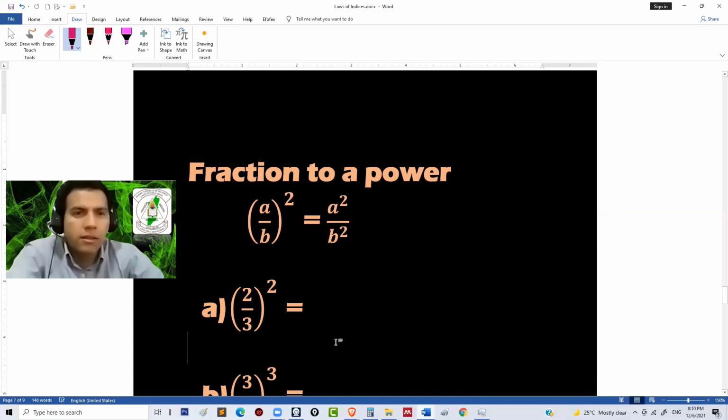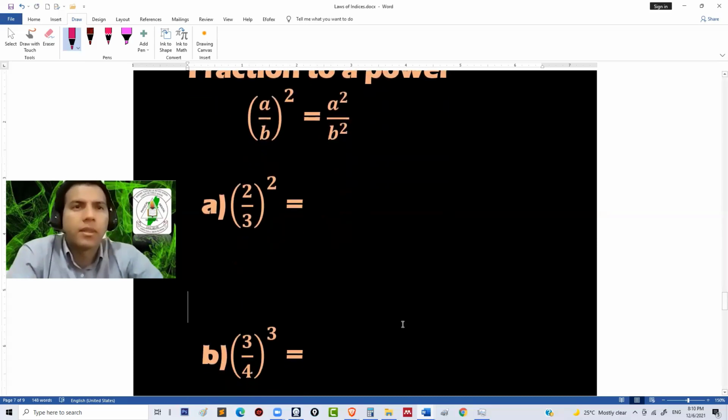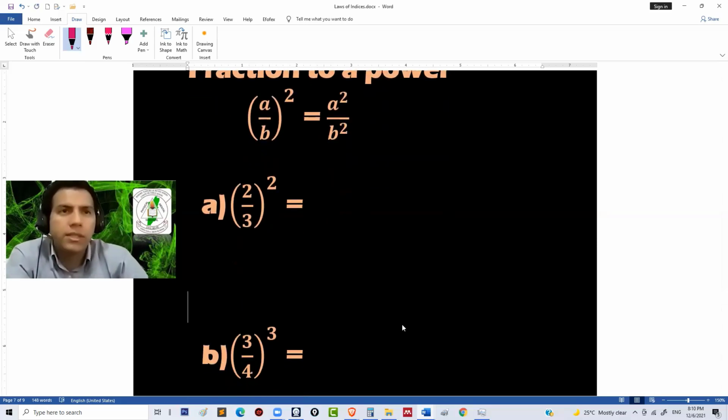So let's tackle the first problem here. We have 2/3 raised to the second power. As the rule says, we will square each value. So 2 squared is 4 and 3 squared is 9. So the answer is 4/9.